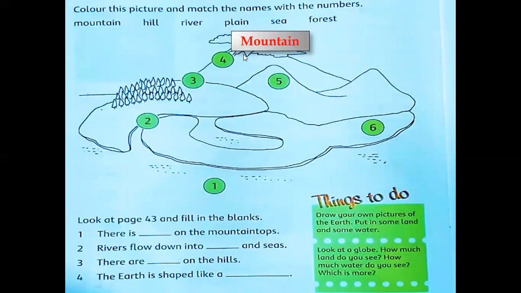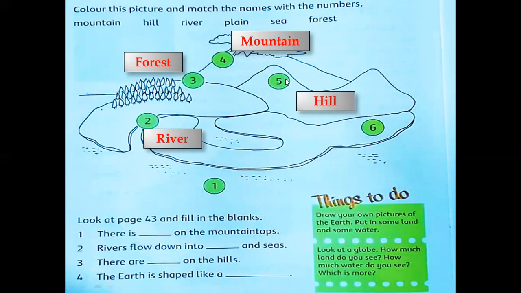Number 4, mountains. Number 3, forest. Number 2, rivers. Number 5, hills. Number 6, plains. And number 1, sea. Again: Number 1, sea. Number 2, river. Number 3, forest. Number 4, mountains. Number 5, hill. Number 6, plain.